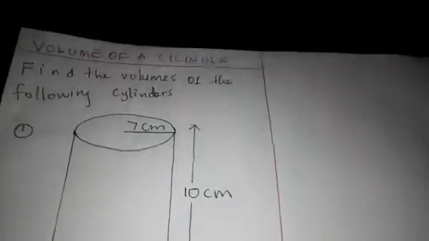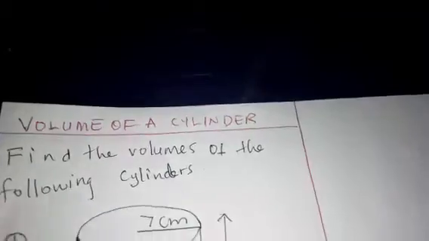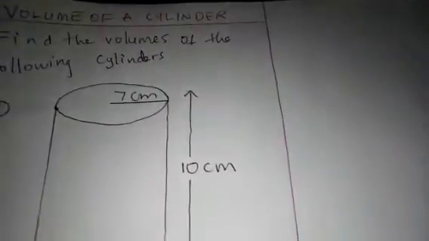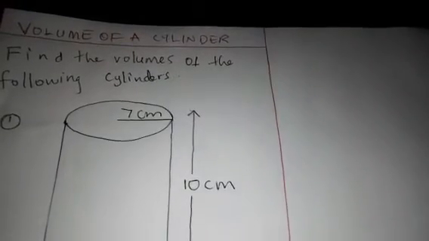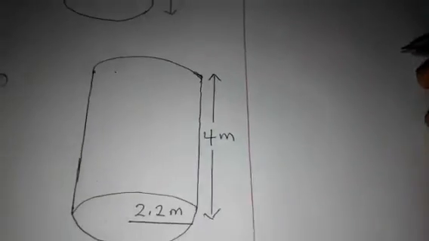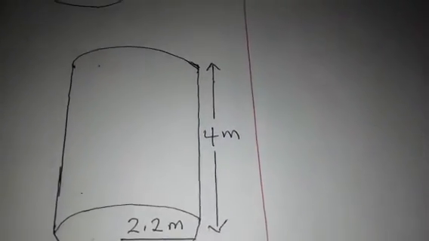In this video we are going to learn how to find the volume of a cylinder. We have two examples here. The first one has a radius of 7 centimeters and a height of 10 centimeters, and the second example has a radius of 2.2 meters and 4 meters as the height.